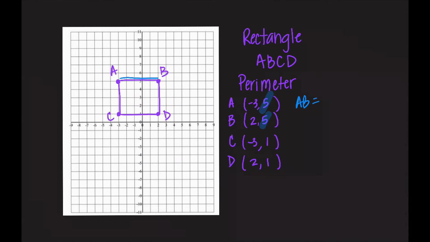of -3 and 5. Okay, so let's see. We said because they are crossing an axis, we are going to add those values. So A and B is 3 plus 5, and we know that 3 plus 5 is 8.